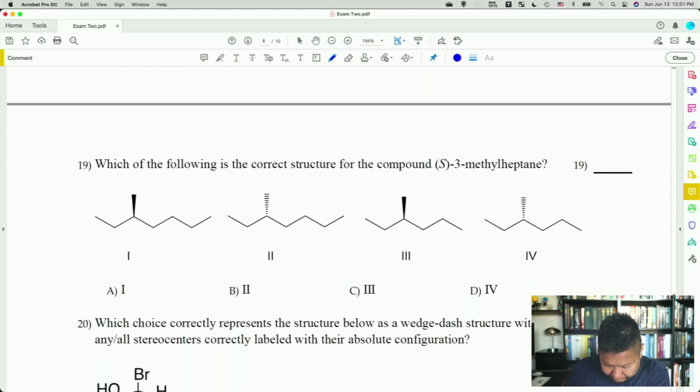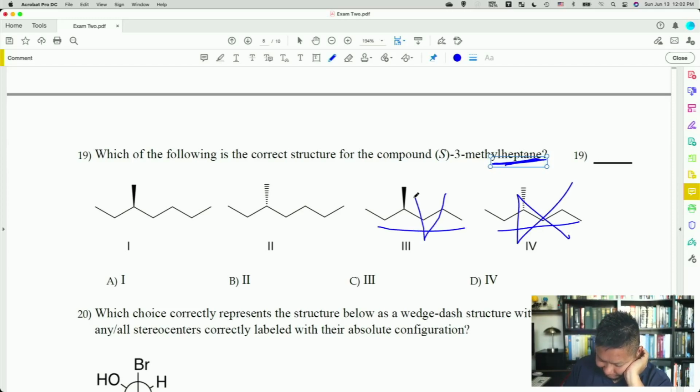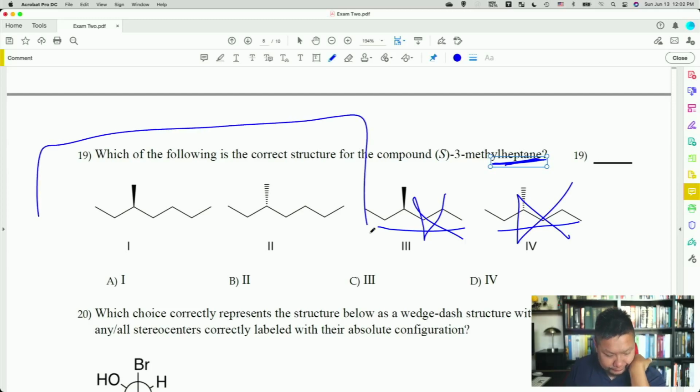Good stuff. 19. Which of the following is the correct structure for S3-methylheptane? This one's a little bit more difficult, but notice that you have a heptane there. Both of these are hexanes, so those are wrong. So it's between these two right here. Okay. So what I would do now is go through the first one and see if that one's either R or S. And if it's R, then number 2 is the right answer because that's the S one. But if it's S, then number 1 is the right answer. Okay. So let's go through and do this bad boy.